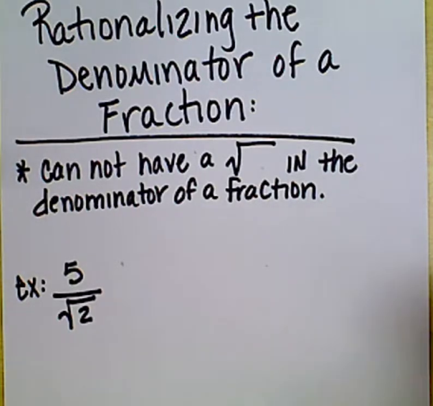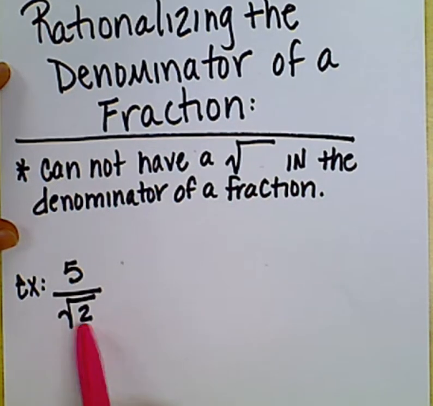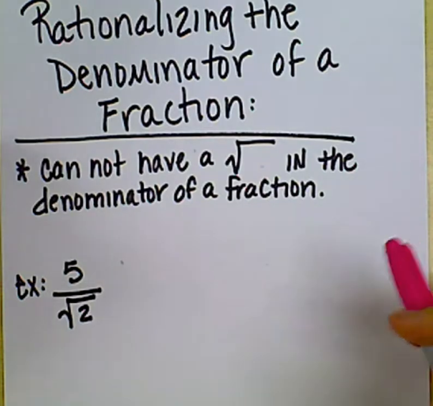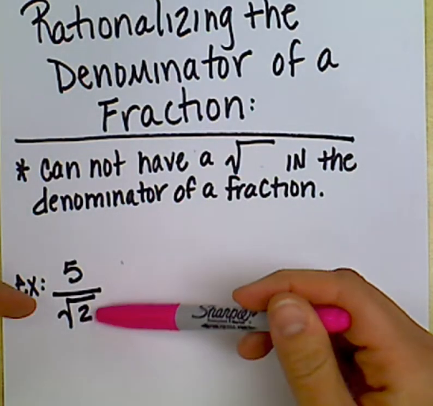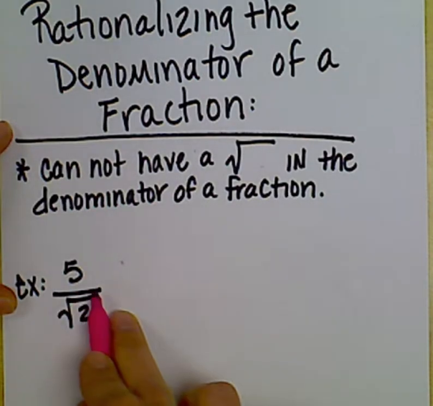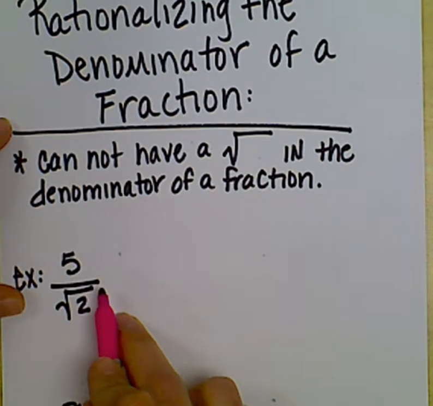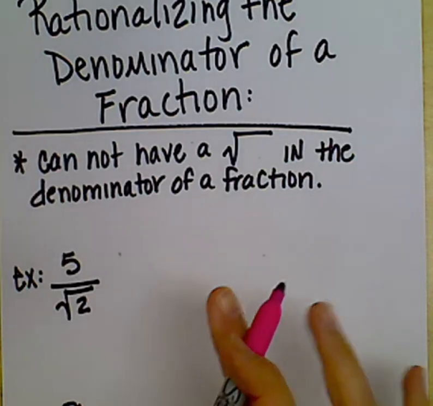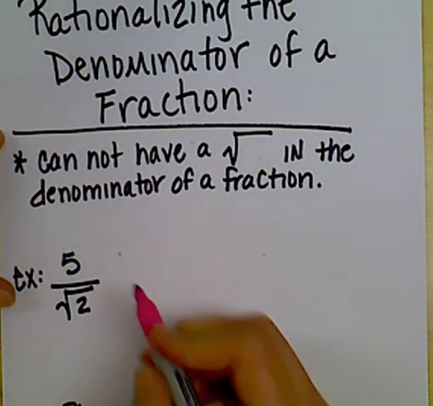Later on, you're going to find that most of us, when we get to higher levels of math, are going to leave the radical, just because it gets applied somewhere else. For right now, with our final answer, we want to get it out of the denominator. Rationalizing means we want to take this fraction. We do not want to change its value. The only way to not change its value is to multiply by 1.